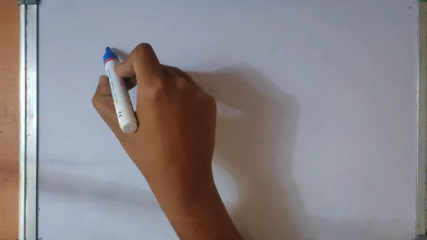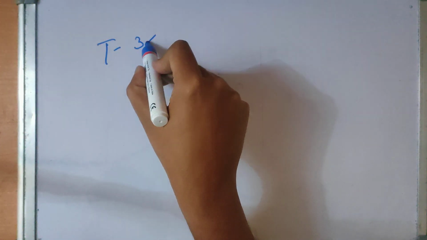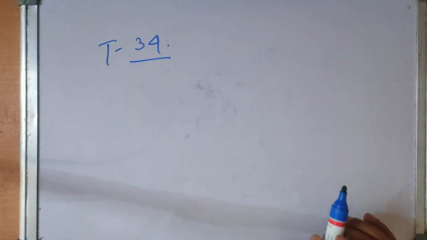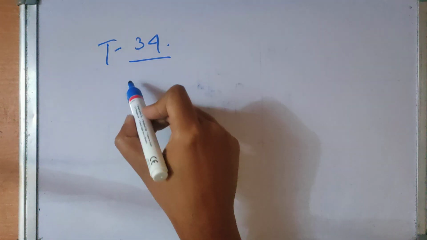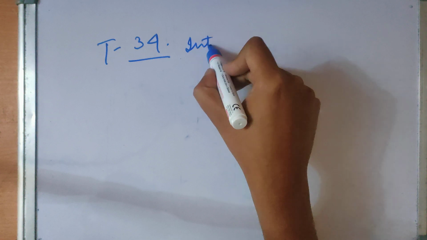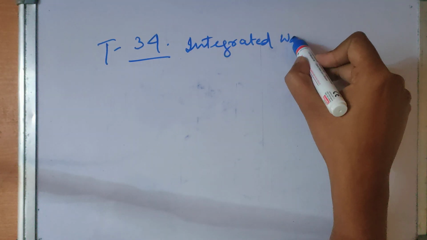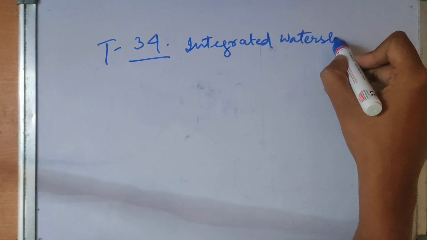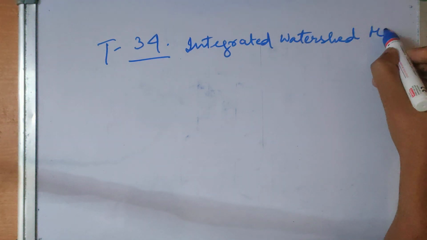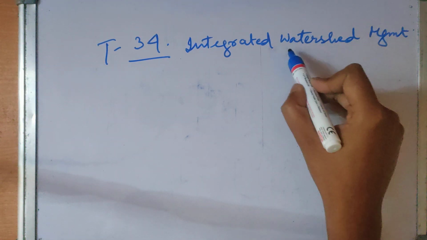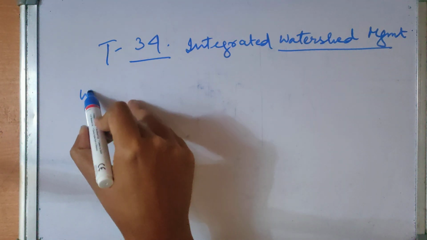So today we are going to discuss topic 34. Topic 34, that is integrated watershed management. Integrated watershed management. So first of all, we should know what is watershed management.